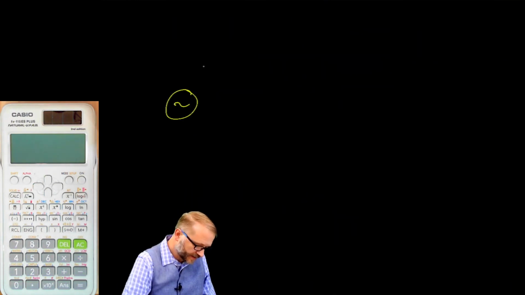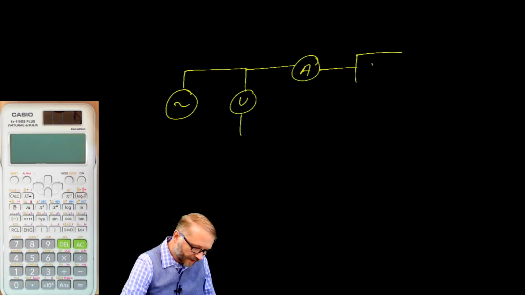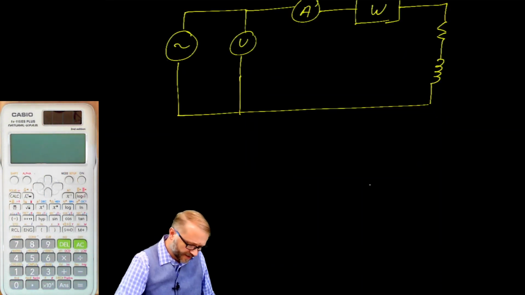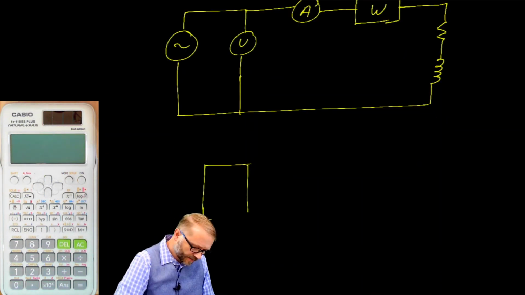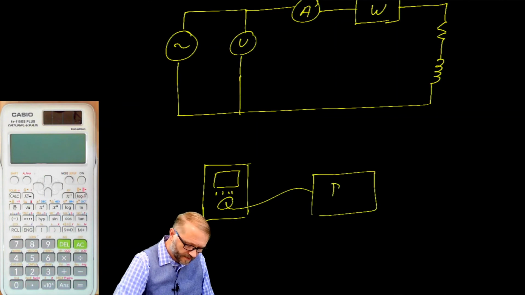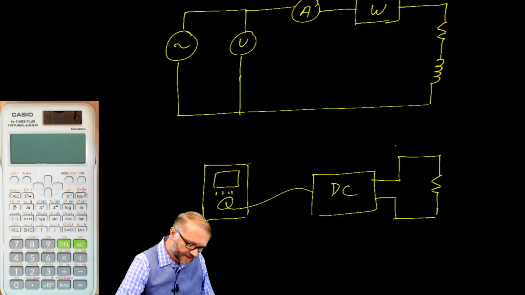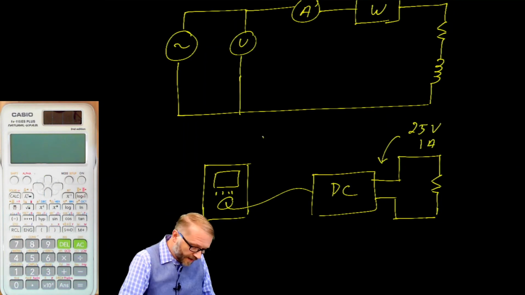We did see some of this in lab. We had an AC source, a voltmeter, an ammeter, a wattmeter, and a load. I can hear some of you now. We never did that. I'm sure you did. We had a small little box, and you plugged your power supply into that. To that power supply, you connected a resistive load. And you made some statements that there was a certain voltage, I think it was 25 volts at 1 amp here. And then you read this box.